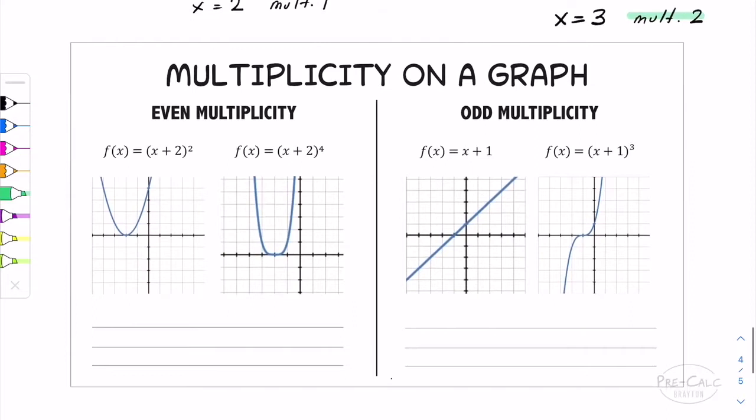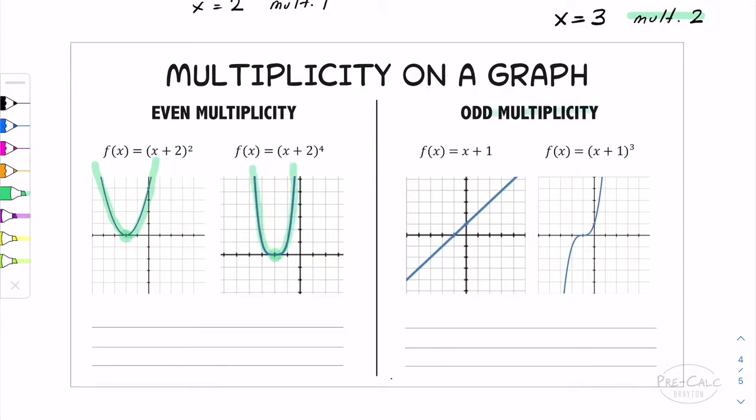This is more important next class, but real quick. Even multiplicity indicates that the graph touches or turns at the x-axis or at the associated 0. If we look at this graph, there's a 0 right here. The graph comes down, touches that point, heads back up. This graph, we have a 0, comes down, touches it, heads back in the same direction.